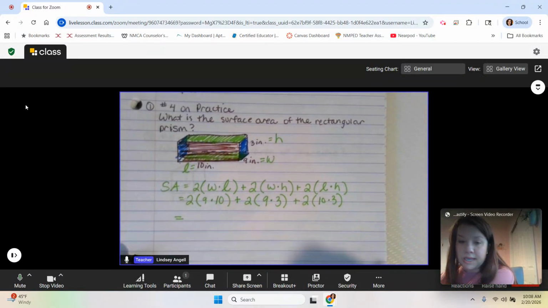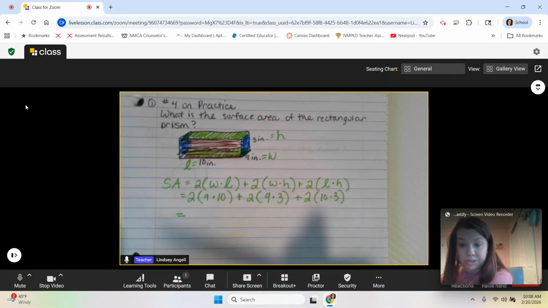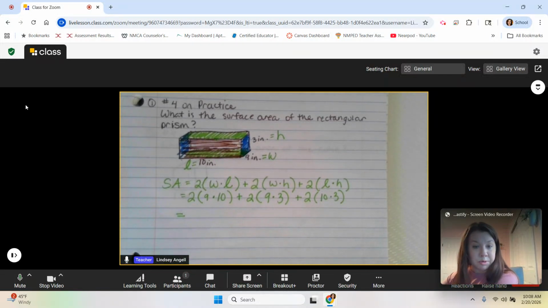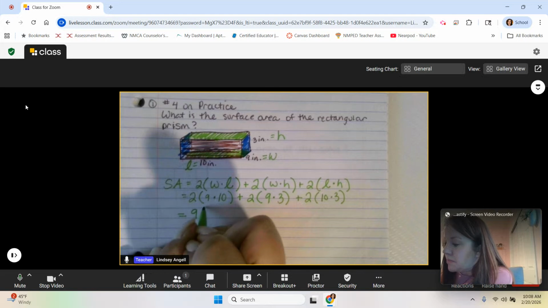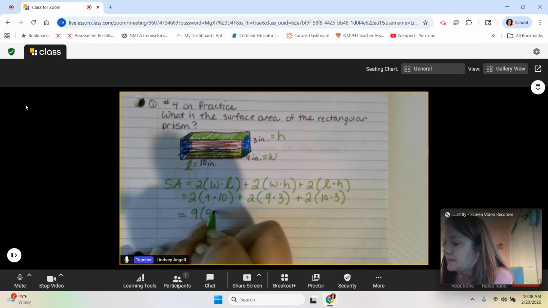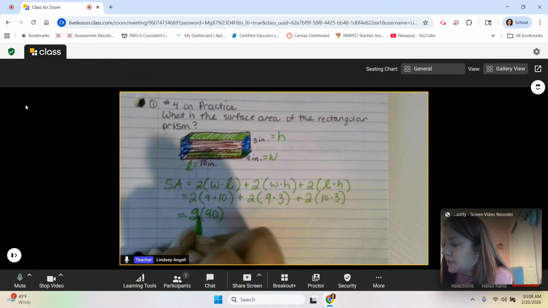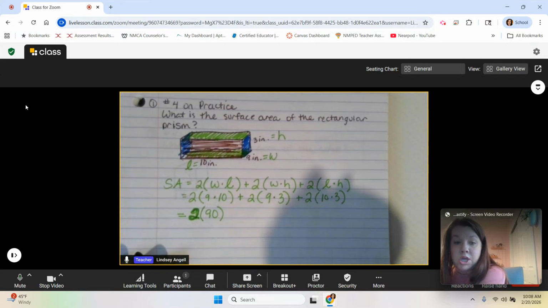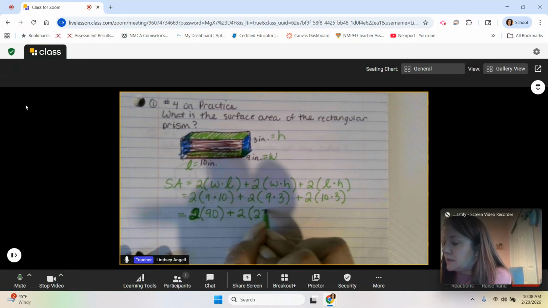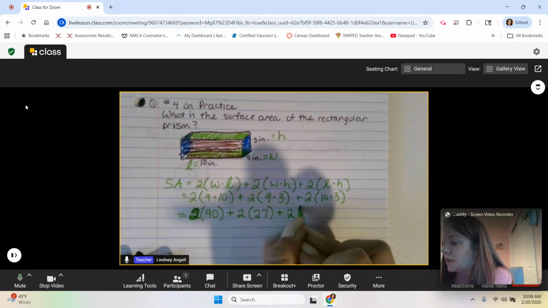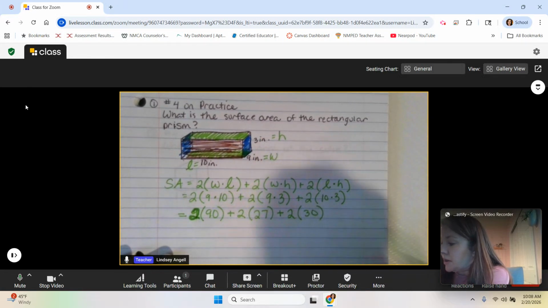Okay, then using the order of operations, right? We got to do what's inside the parentheses first. So that's these guys. So this would come down to 2 times 90. Oh, not 9 times 90. Good thing I caught that. That would have thrown my answer way off. 2 times 90, that sounds better, plus 2 times 27 plus 2 times 30.